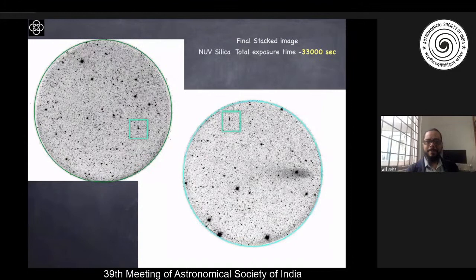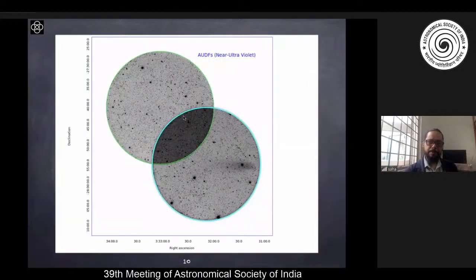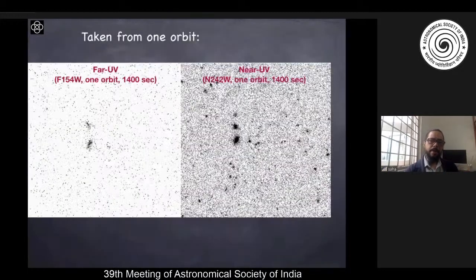Nice in the sense that, you can see what I mean by nice. So these are some of the highlights that I show. This is from the two fields. I joined the two fields in near ultraviolet, and I'll also do the same thing in the far ultraviolet. And this is what it looks like in one orbit image. It's a good orbit image. One of the good orbit images is around 1400 seconds.